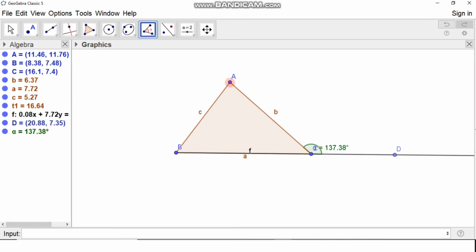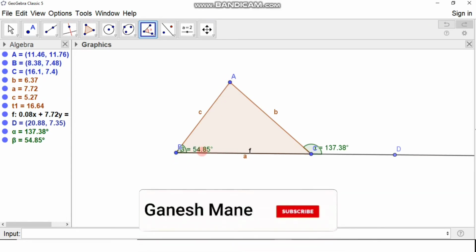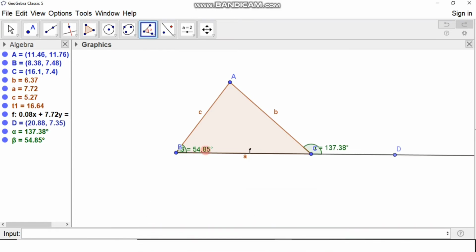Now we have to measure angle ABC and angle BAC. To measure angle ABC, we have to click on point C, then on point B, and then on point A. So we'll have the measure of angle ABC as 54.85 degrees. And now we have to measure angle BAC. So for that, click on point B, then on point A, then on point C. We'll have the measure of angle BAC, that is gamma, equal to 82.52 degrees.